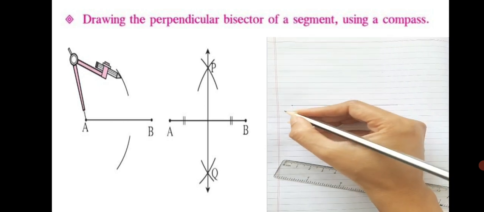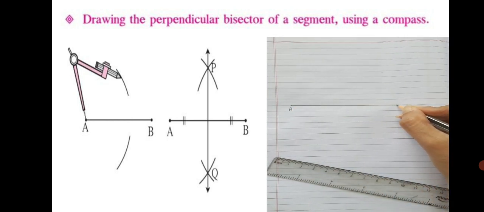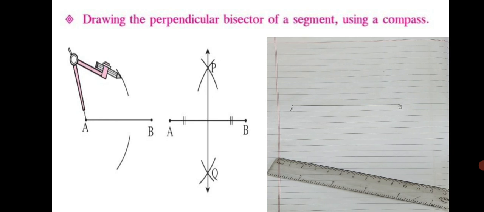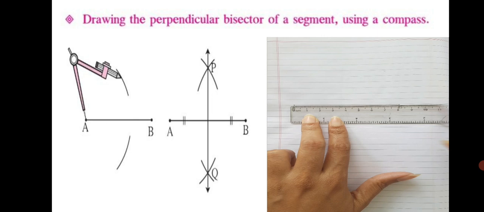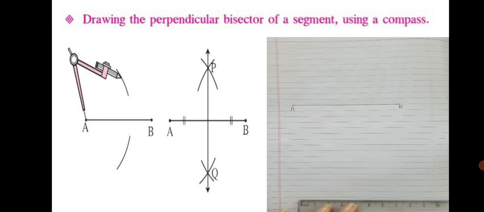So one end point I name as A and the other end point we name as B. And this is exactly 8 centimeter. You can measure and check. It is 0 to 8. So this is a segment which measures 8 centimeter.